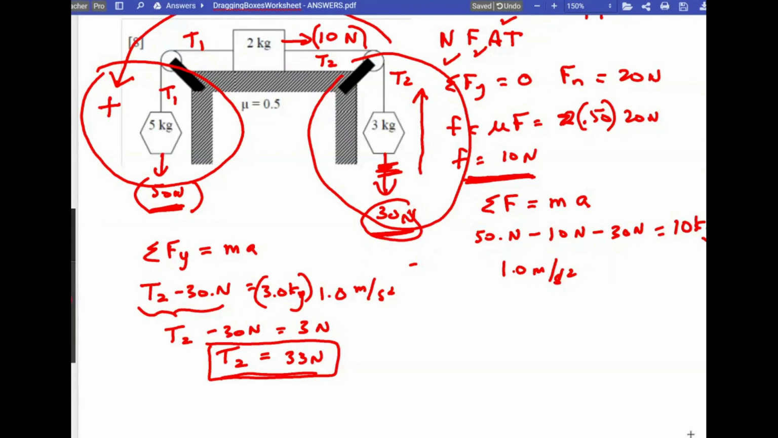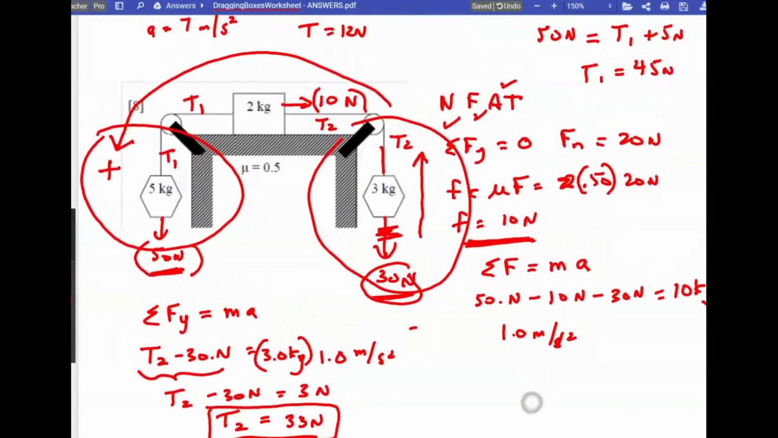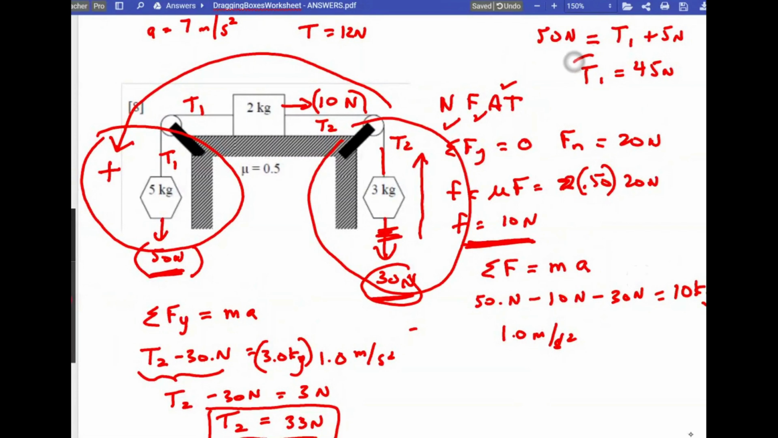I always like to double check. Does this make sense? Yeah. T2 should be bigger now because it's accelerating to the left and increasing the tension here, making the tension greater than the weight force, and that's why it can accelerate the other way. Now let's look at our T1. Does that make sense? Yeah, T1 is 45. T1 is less than the weight force, and that's why the 5 kilogram can accelerate down. And I think that's all we're going to do here.